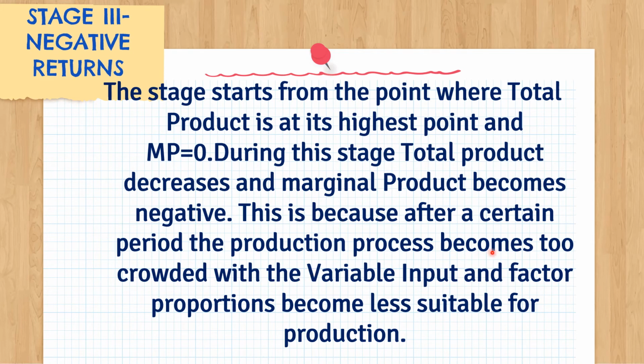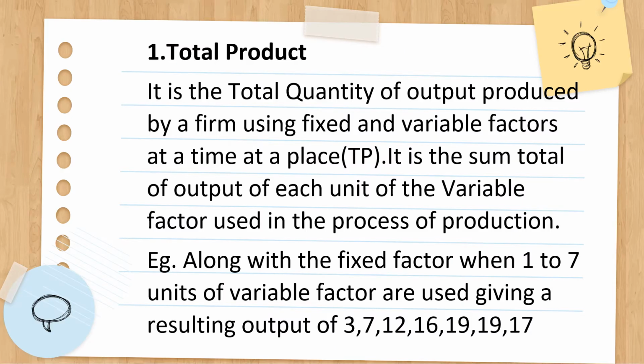Because the production process becomes too crowded with a variable factor, the factor proportions become less suitable for production. Would anyone want that? No. So the producer will know where he has to stop when he is employing the variable factor, which is the unskilled laborer. While we were studying the law of variable proportions, we came across 3 concepts.